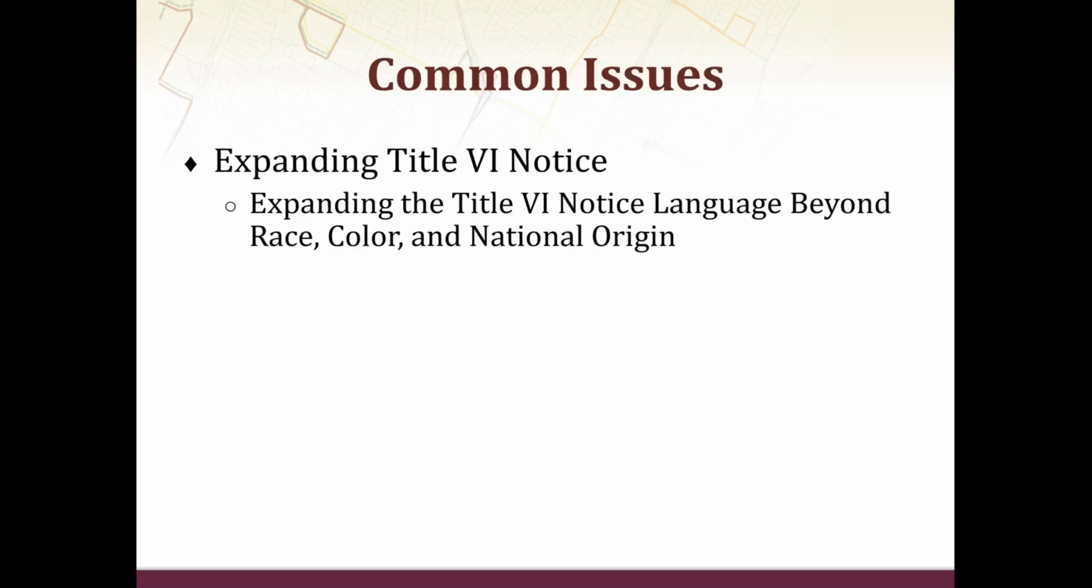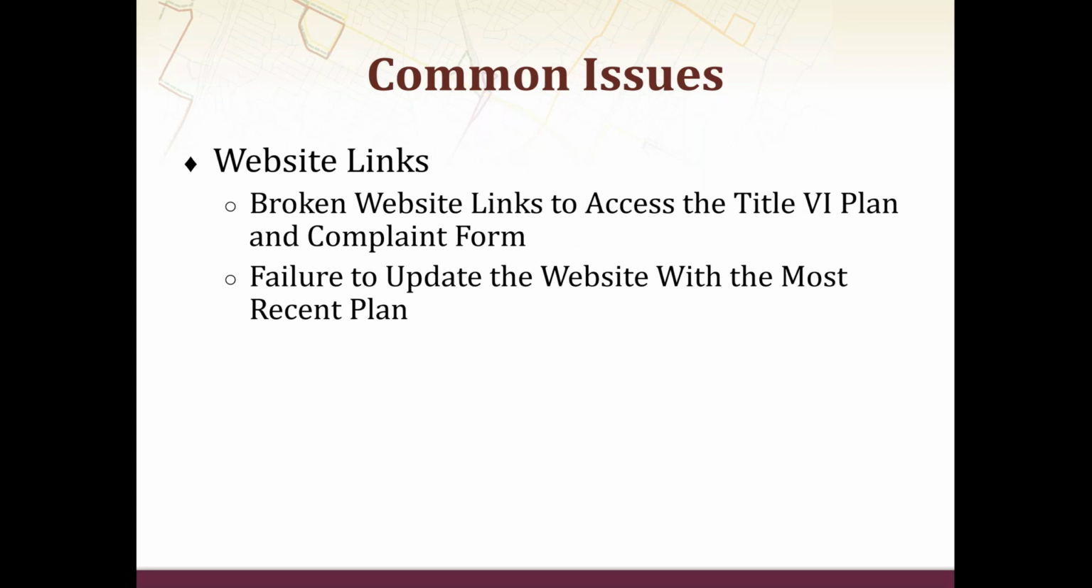Another one that we discussed earlier is expanding the Title VI notice and including criteria other than race, color, or national origin. And website links. Because obviously you're submitting your Title VI plan every 3 years, you want the most recent one to be on the website, and you want to make sure that the links are accessible so that if a member of the public wants to see your plan, wants to see the notice, wants the complaint form, that those are all working and available to them.